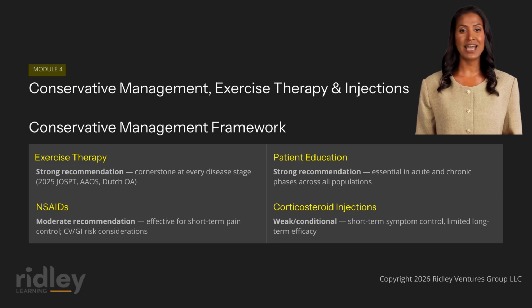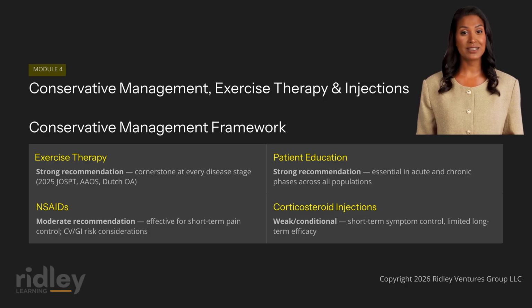Module 4 examines the evidence-based conservative management of rotator cuff disorders, including exercise therapy, patient education, and pharmacologic interventions. Conservative management is the established first-line approach for the majority of rotator cuff presentations, supported by convergent recommendations from the 2025 JOSPT Clinical Practice Guideline, the 2025 AAOS Clinical Practice Guideline, the 2026 Dutch Orthopedic Association Guideline, and the 2022 JOSPT Return to Work Guideline.